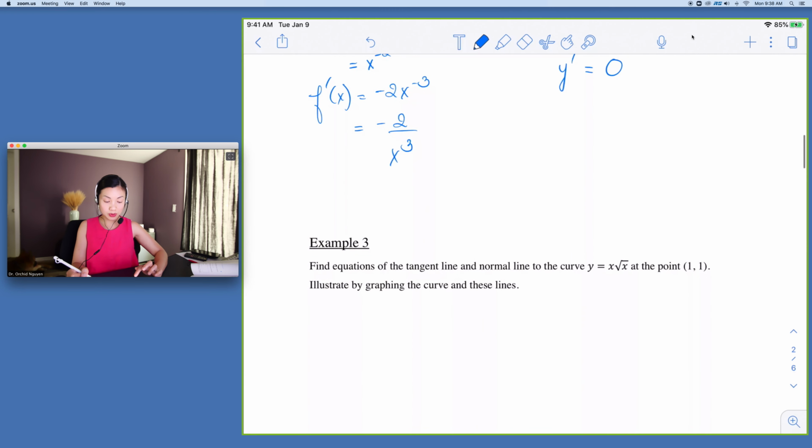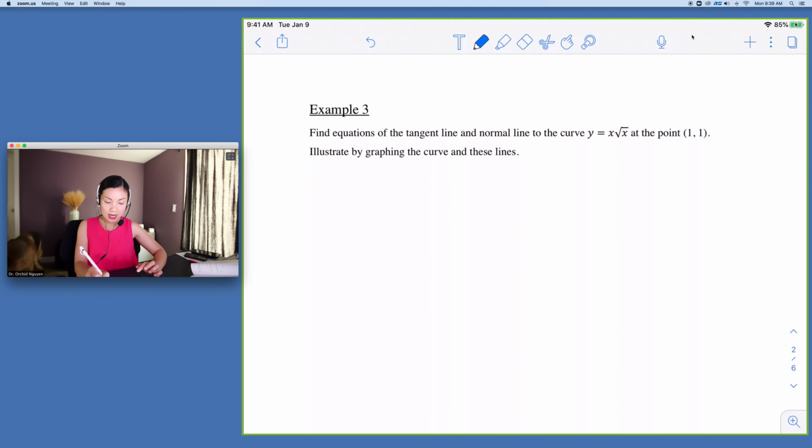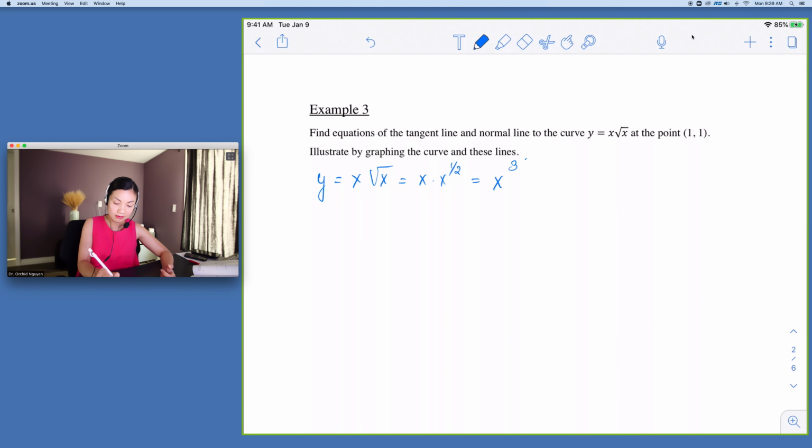Okay, so for example 3, what we have is to find an equation of the tangent line and the normal line to the curve at this point. So hopefully you remember the tangent line. The slope of a tangent line is the derivative. So I'm going to find the derivative of that function, but first, let's rewrite the function. Instead of having y equals x square root of x, I'm going to rewrite. This is just x times x to the 1/2, which is x to the 3/2.